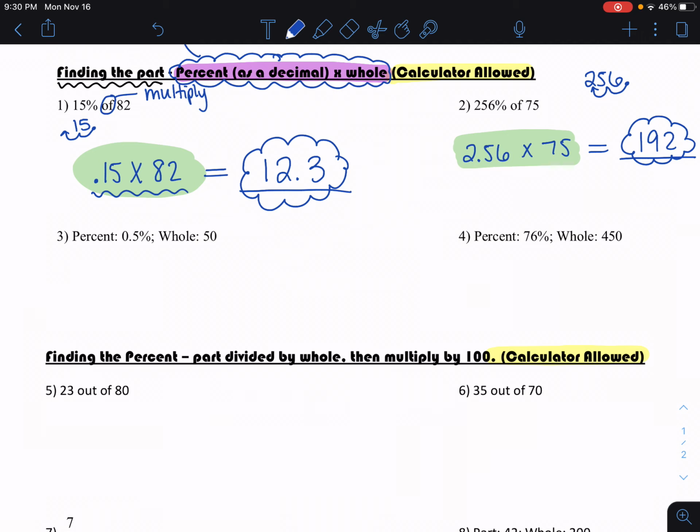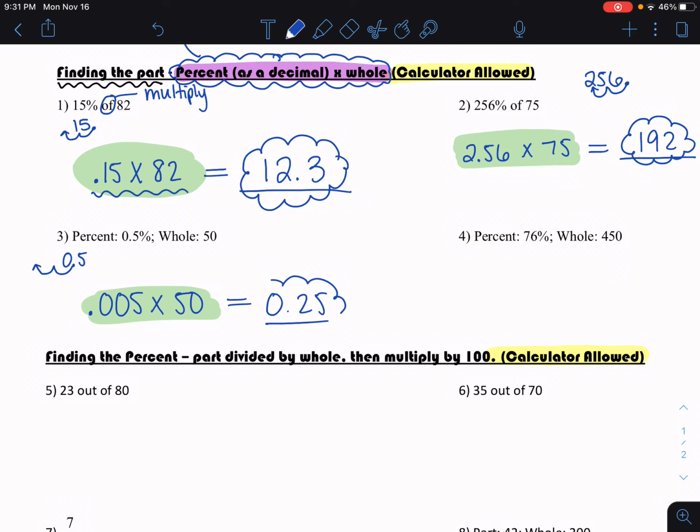For the third one, we are going to be using a percent less than 1. So 0.5, move my decimal 2 places to the left, is going to be 0.005 times 50. I show this work, I can use a calculator. 0.005 times 50 is 0.25.